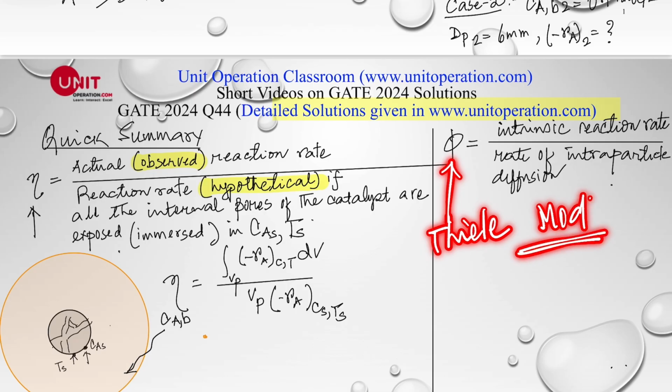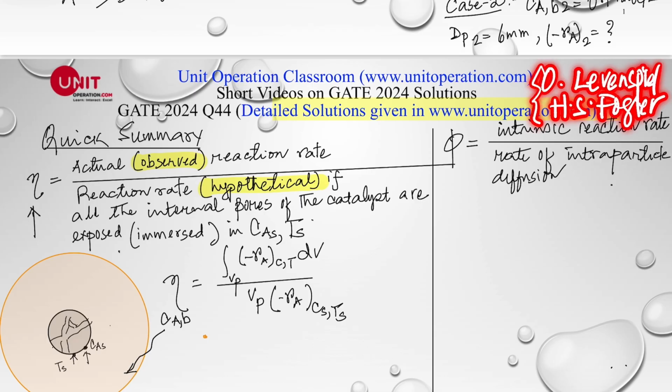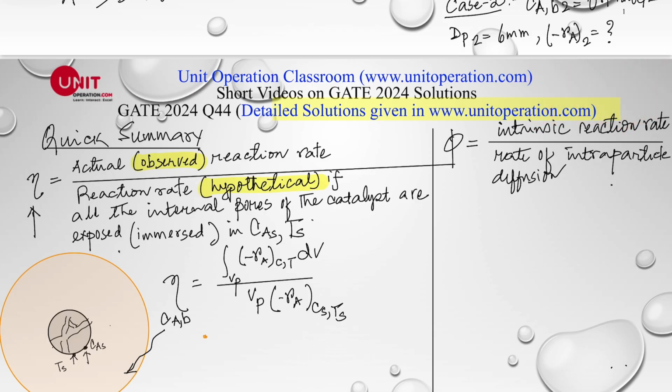So all these definitions are, of course, given in Octave Levenspiel, and I'll just discuss that and H.S. Fogler there. So I'm taking all this information from these two books. Okay, so now let's look at this Thiele modulus. The Thiele modulus is defined as the intrinsic reaction rate divided by the rate of interparticle diffusion.